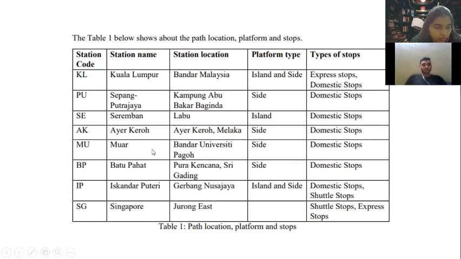The next one would be Muar. The station location is Bandar Inisi Pago. The platform type is site, and the type of stop is also domestic.